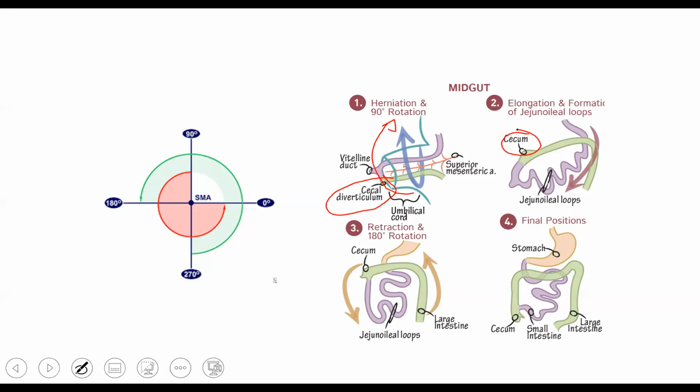After that, the bowel or the cecum rotates, or the whole bowel rotates all the way to 180 degrees. So it's going to come all the way to the right lower quadrant. If you see here, 90 and then 180, so we have reached 270. Is that clear? That's very important. And I'm talking about mid-gut rotation here. Okay, so the cecal diverticulum rotates the whole bowel to 90 degrees and then all the way to 180.